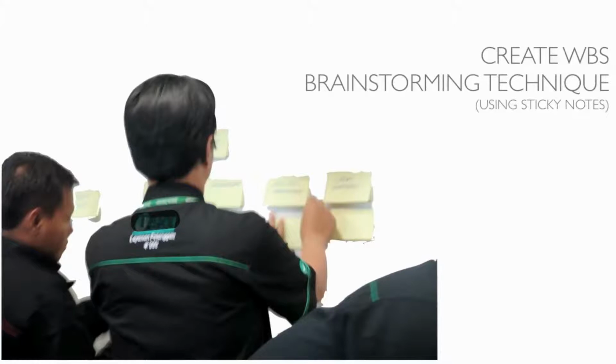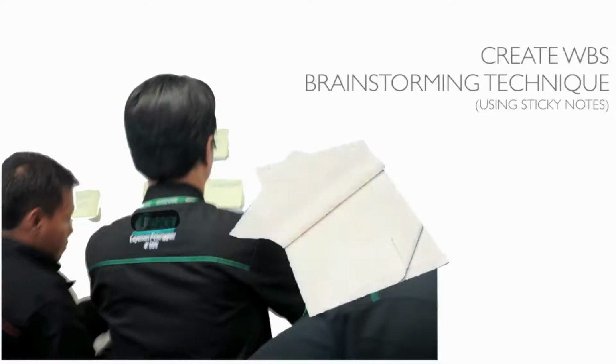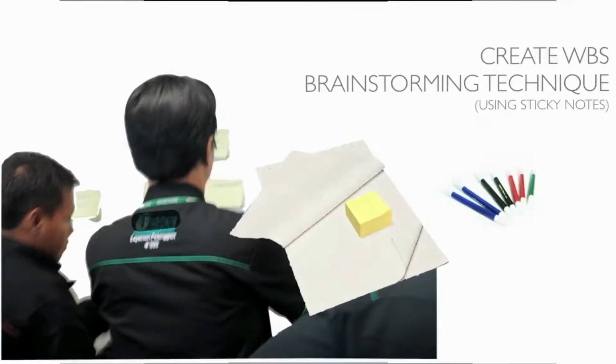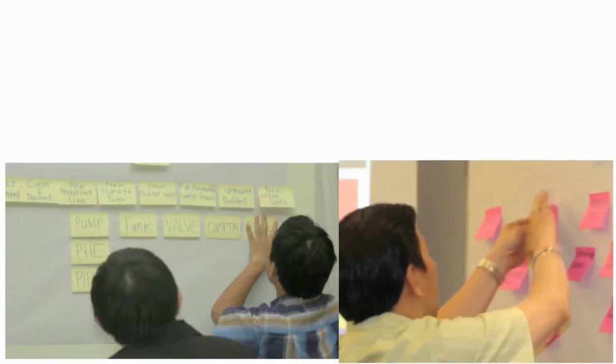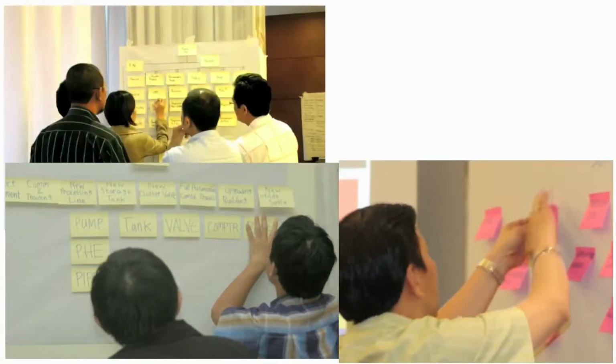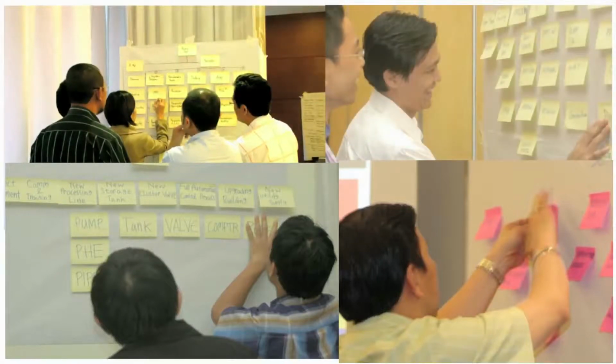Let's create a WBS by having a brainstorming session and using sticky notes. All you need are flip chart paper, sticky notes, and a marker. Put the flip chart paper on the wall. Do brainstorming with your core team. Each of you writes any deliverable or work package on a sticky note, has a look, and rearranges the structure.